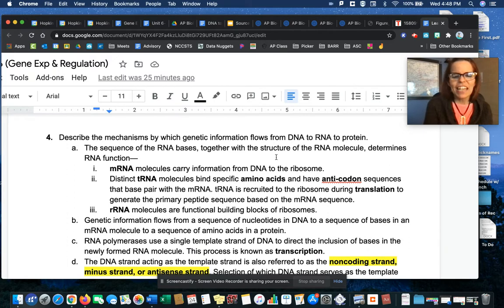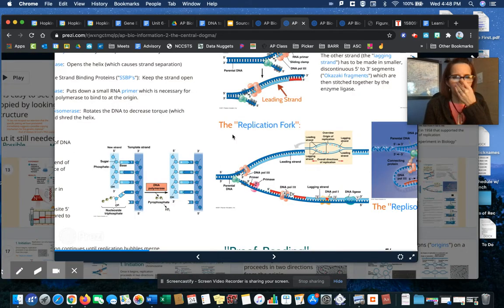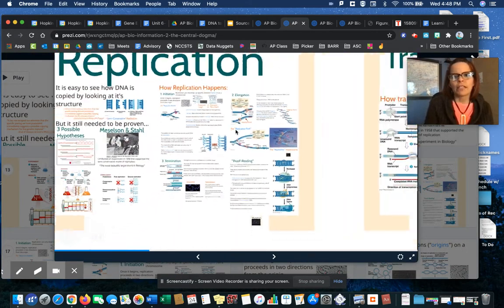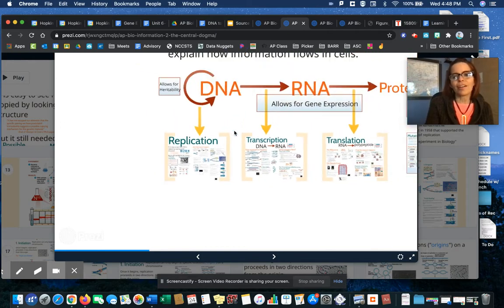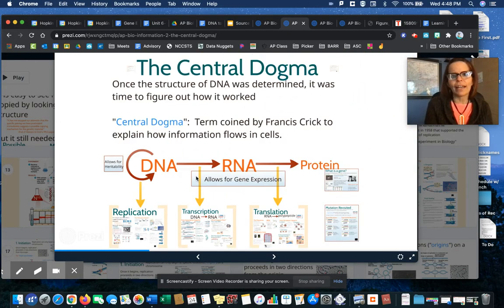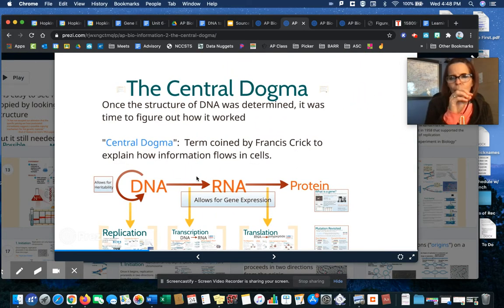All right, next, describe the mechanisms by which genetic information flows from DNA to RNA to protein. So that right there, DNA to RNA to protein, that's called the central dogma, and that's this Prezi here. If I back way out, you can see that the entire Prezi is called the central dogma. That's what we're referring to, this idea that information flows from DNA to RNA to protein.